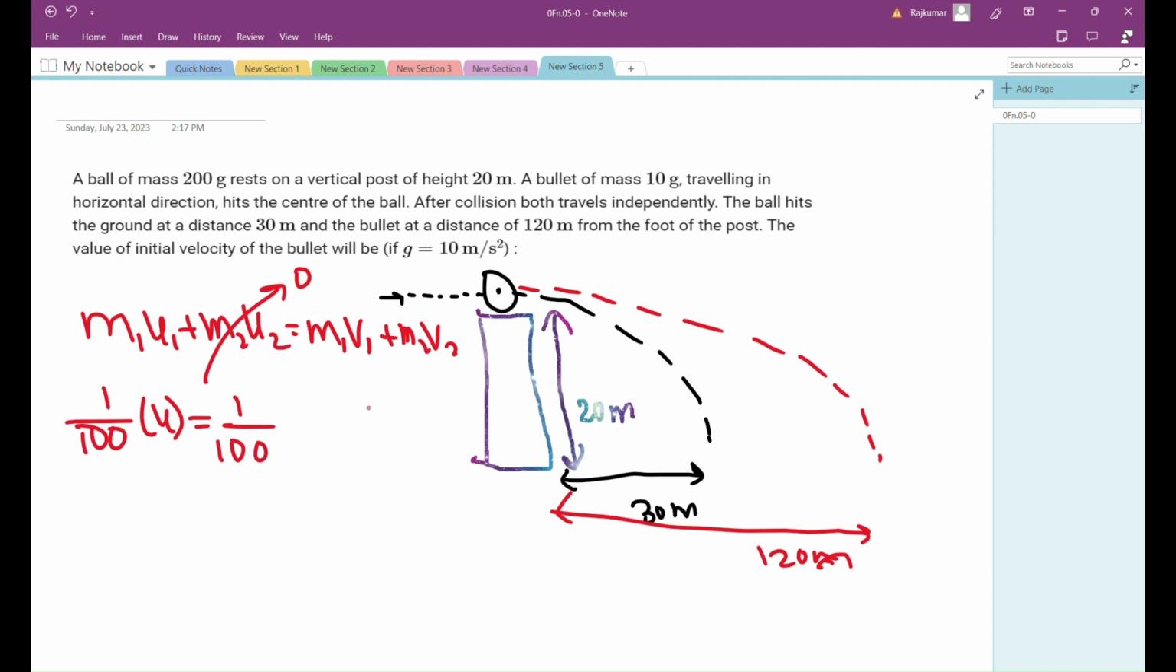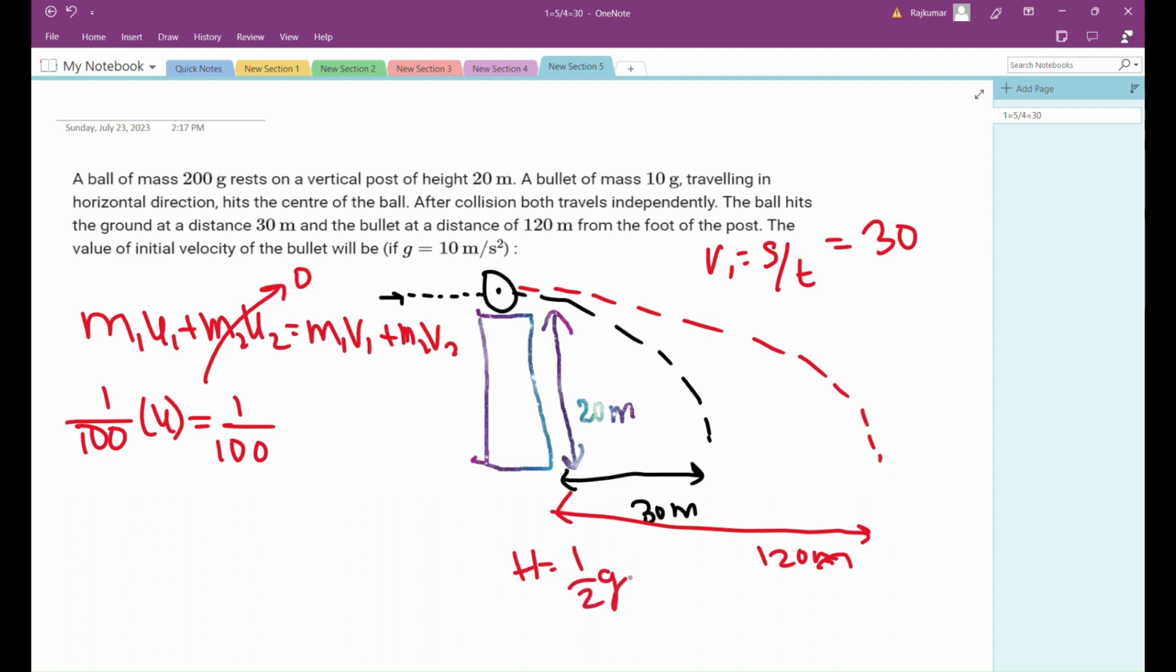So velocity of 1 is displacement by time. You know that displacement is equal to velocity into time. This is a basic formula from kinematics, and from that s is 30. And what is time? Now we should calculate time. So time is for the vertical post, the time of flight, which means the time of the body. So height is equal to half gt square, right?